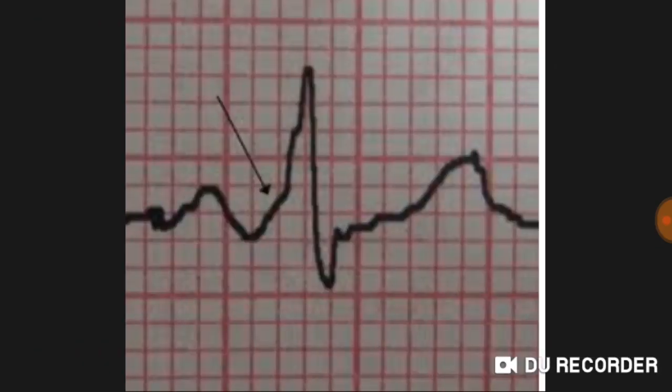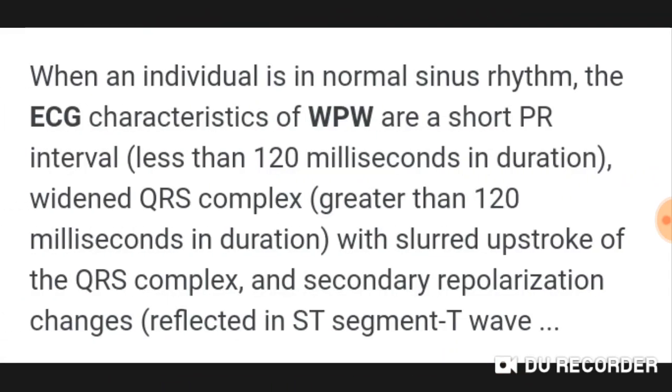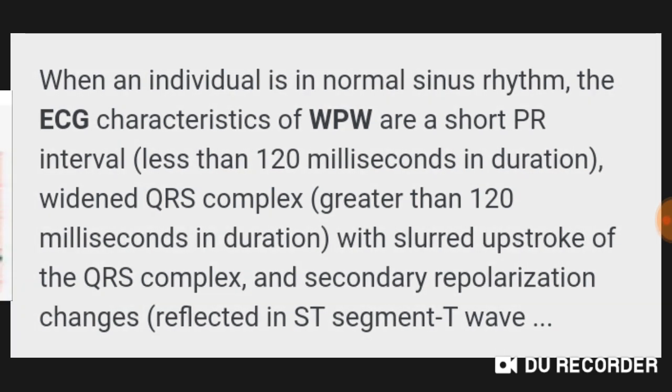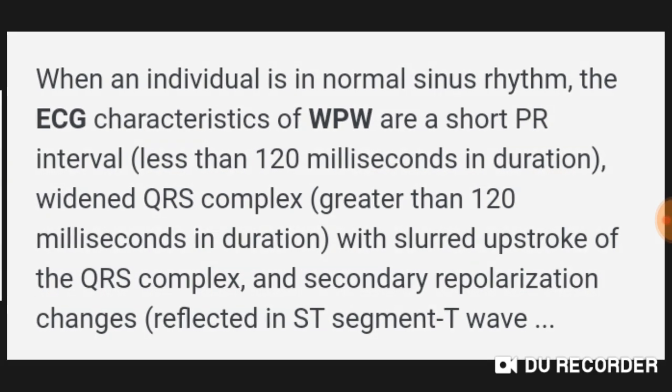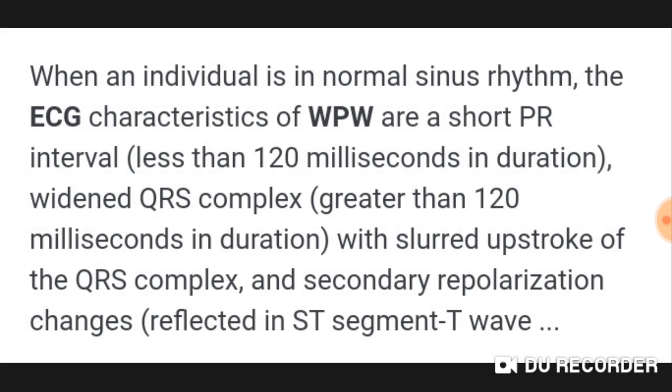Okay. Now, what is this? We see here delta waves seen in Wolff-Parkinson-White syndrome. When an individual is in normal sinus rhythm, the ECG characteristics of WPW are a short PR interval of less than 120 milliseconds in duration, a widened QRS complex greater than 120 milliseconds in duration, with a slurred upstroke of the QRS complex, and secondary repolarization changes reflected in the ST segment and T waves. Okay.